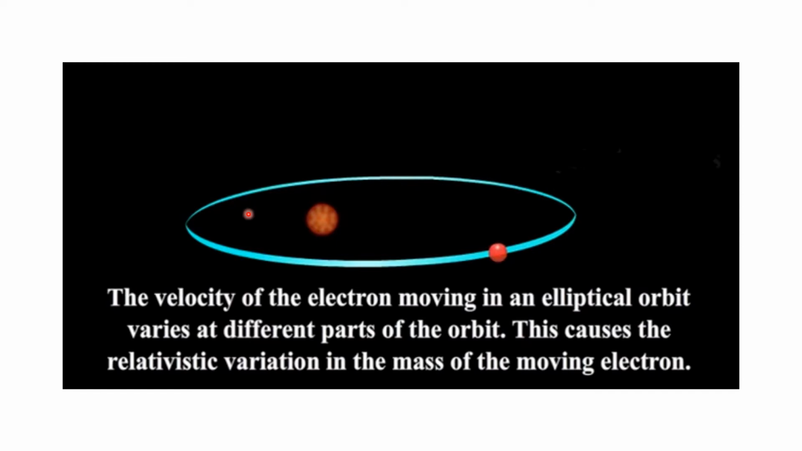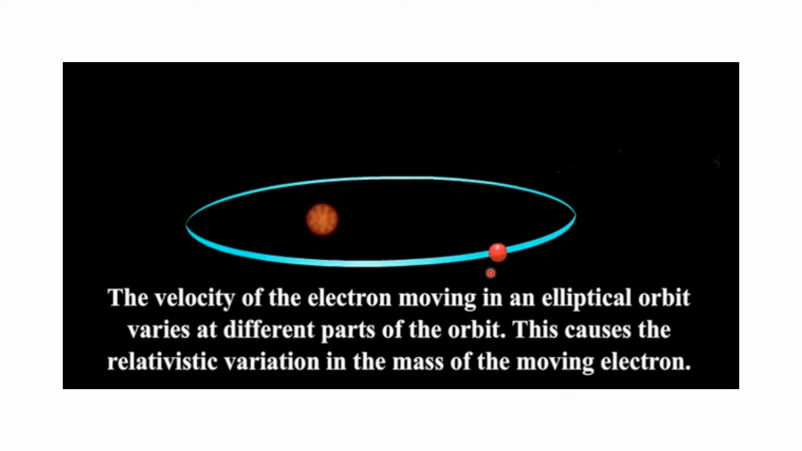Now here in the slide you can see the electron is moving in the elliptical orbit. This is the elliptical shaped orbit. So here in an ellipse there are two axes. One is the major axis, and this is the minor axis. And the electron is in an elliptical orbit.